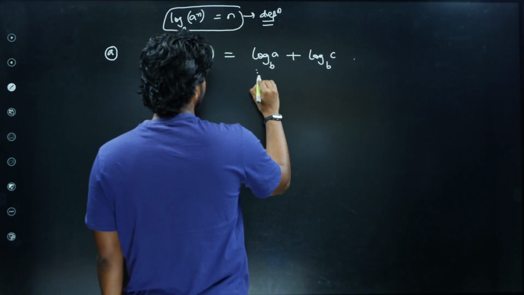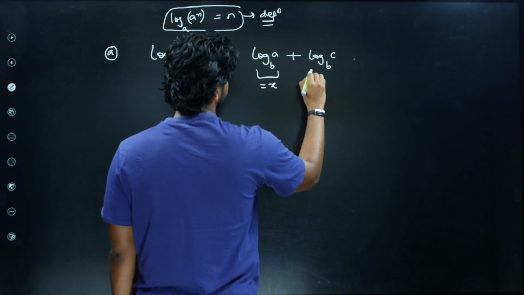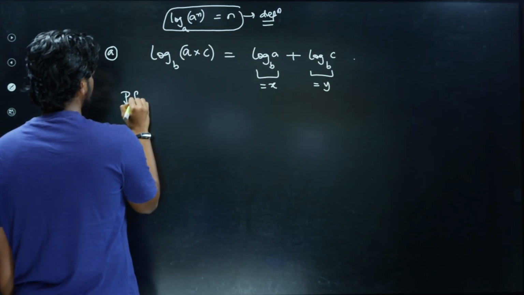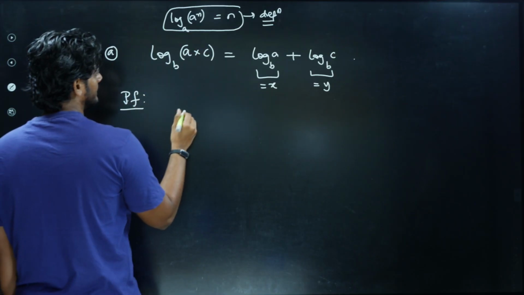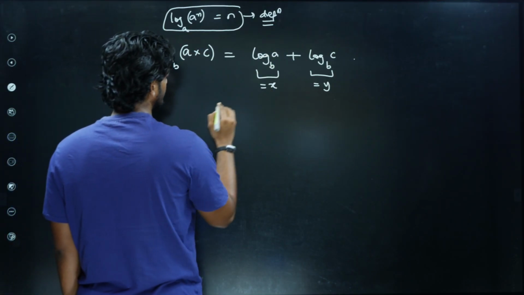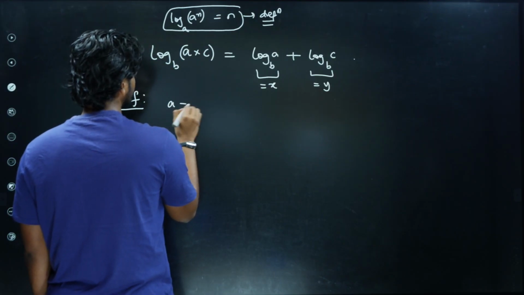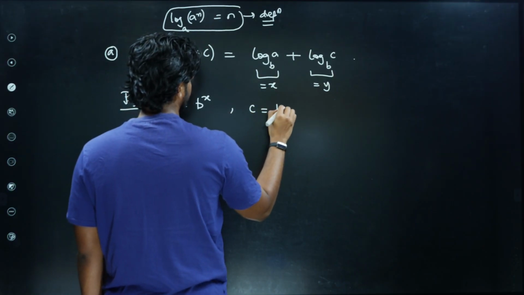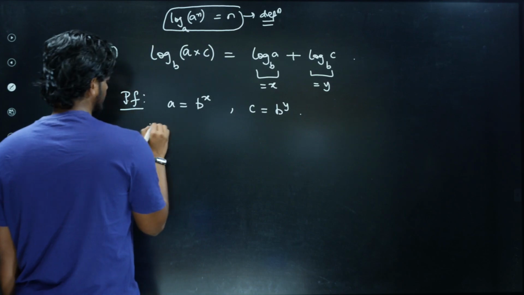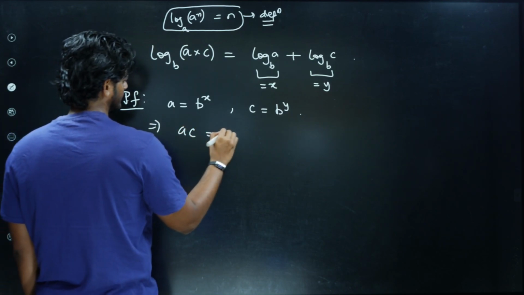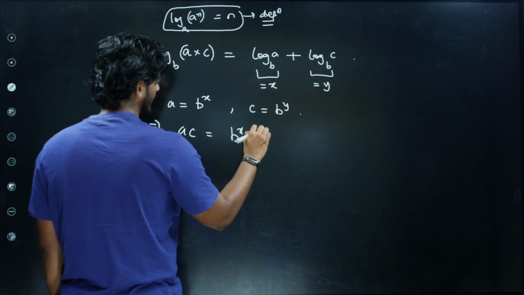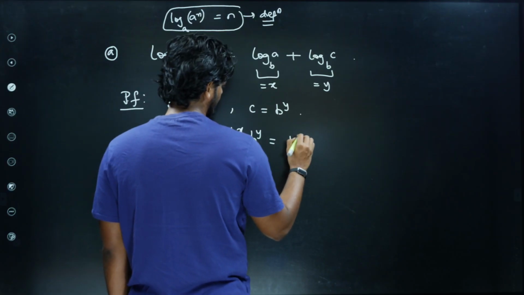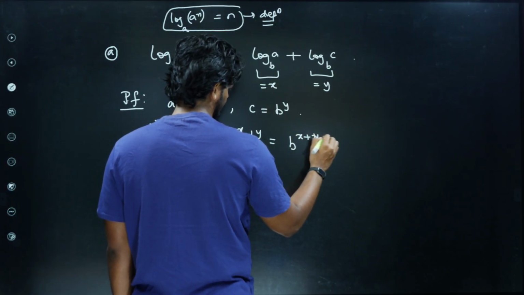So let's say this is equal to x and this is equal to y, right? So the proof is, if that is equal to x, what do we have? A is equal to b power x, c is equal to b power y, which implies AC is equal to b power x into b power y, and by exponential function properties, we have that this will be b power x plus y.